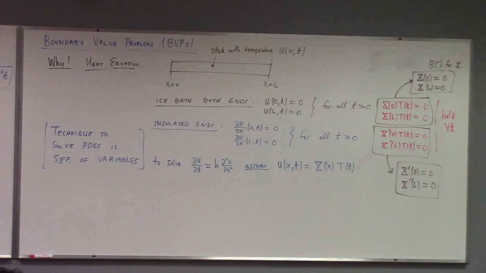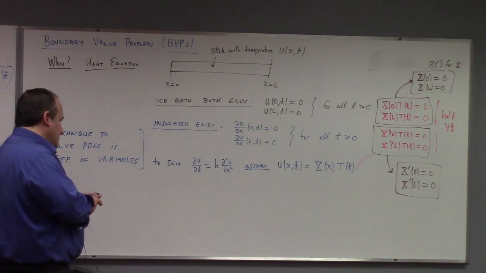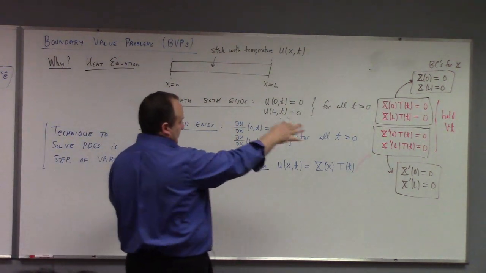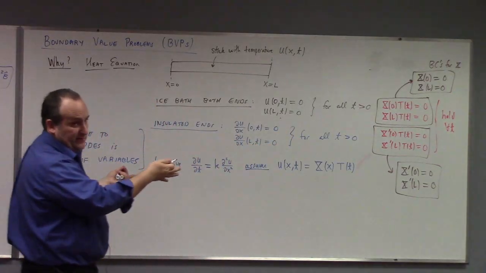Do you see why those have to hold? Because if the time solution is 0, well then our solution's just 0. That's not interesting. We're looking for non-zero solutions, right? So we must force the spatial part of the product solution to solve those. Okay, so that's the boundary conditions we're going to have to solve for X.